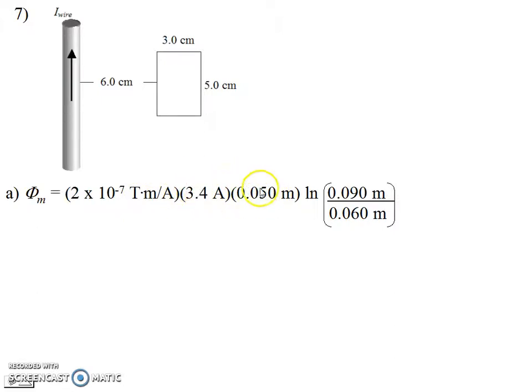This is the 0.05 meters. That's the length that's parallel to the direction of the moving charges in the conductor. That's the part that's not changing as you change the flux through the loop, going to different distances. And then you should have a natural log term that has the difference between the far distance, in this case that's 9 centimeters, or 0.09 meters, divided by the close distance, that's the 6 centimeters, or 0.06 meters, for a ratio of 1.5. And when we put all the numbers in, we should be getting 1.4 times 10 to the negative 8th Webers.